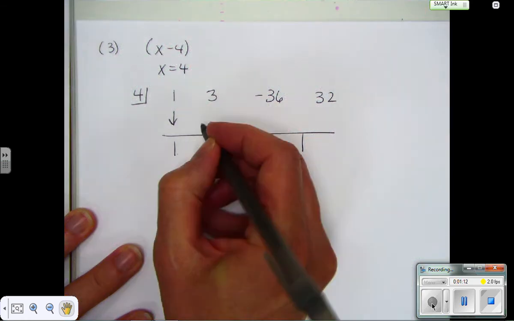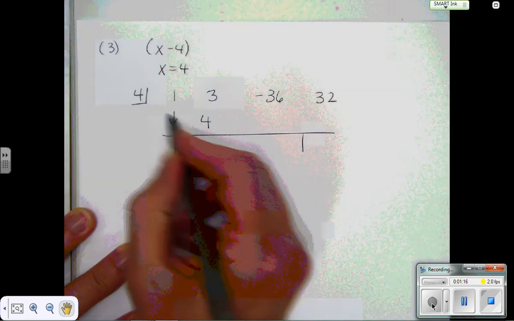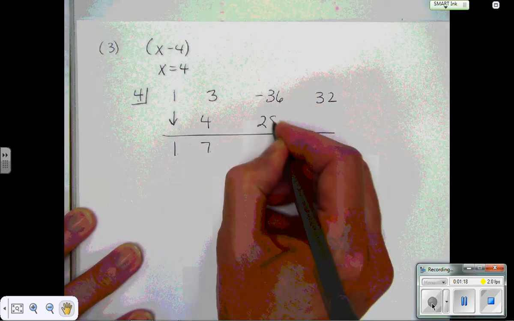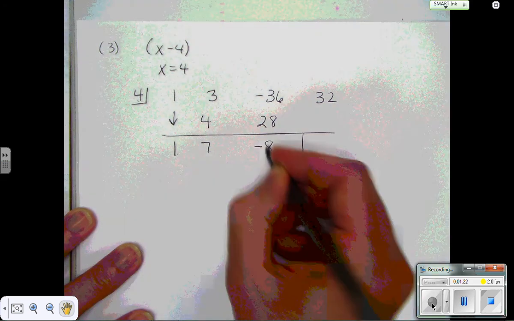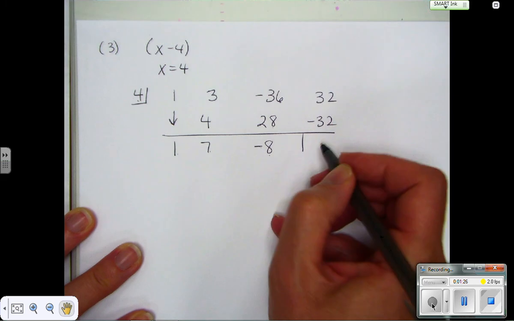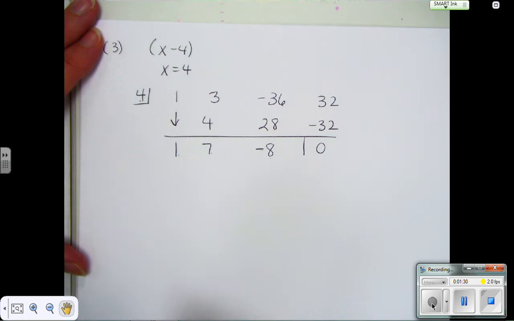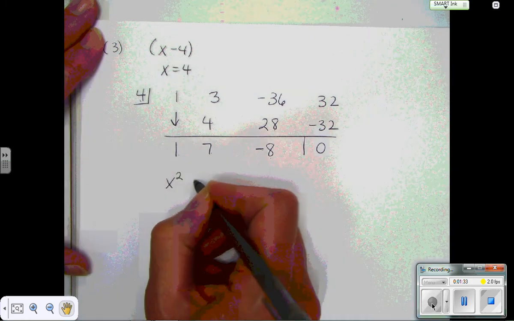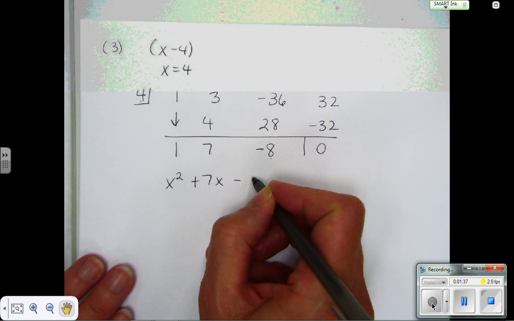1 times 4 is 4. 3 plus 4 is 7. 7 times 4 is 28. Negative 36 plus 28 is negative 8. Negative 8 times 4 is negative 32. And there is a remainder of 0. Okay, so my depressed polynomial is x squared plus 7x minus 8.